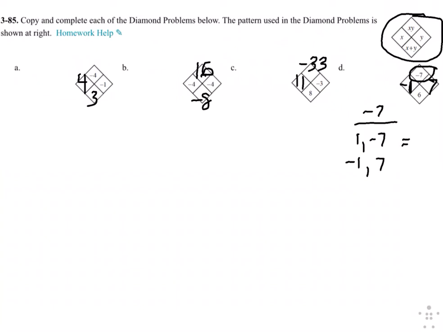So 1 and -7 gives me -6. And -1 and 7 gives me 6, so it's this pair, right? You can always just list all the factors to find them.